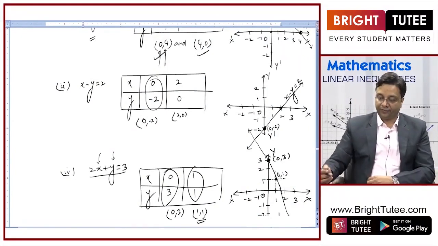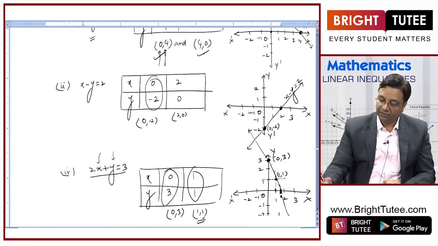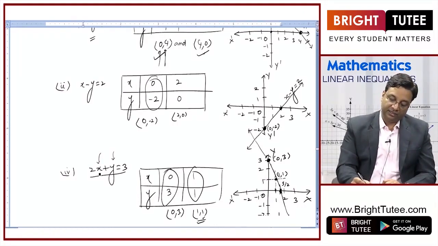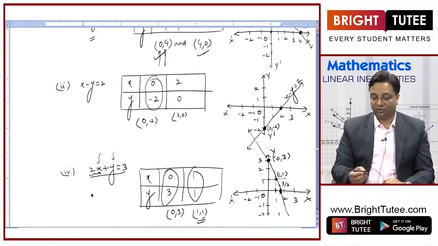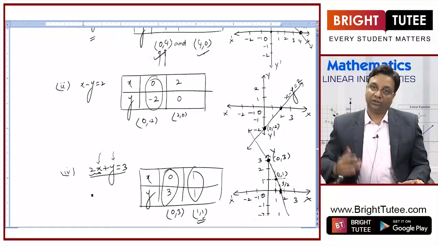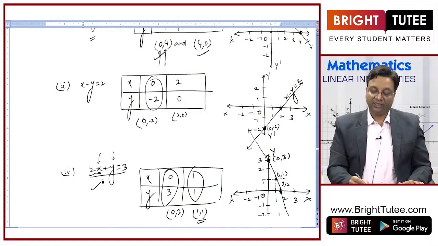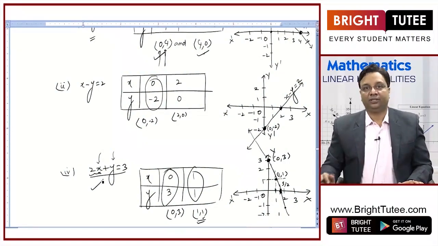Okay, this is 3 by 2. How do I know that? Because if x is 3 by 2, y will be 0. You put it here, x is 3 by 2, then this will become 3, so y will be 0. When you draw it on graph paper, you can verify by looking at various points. You find this point, look at the coordinates of this point and then put it in the equation and it will satisfy the equation. Okay.